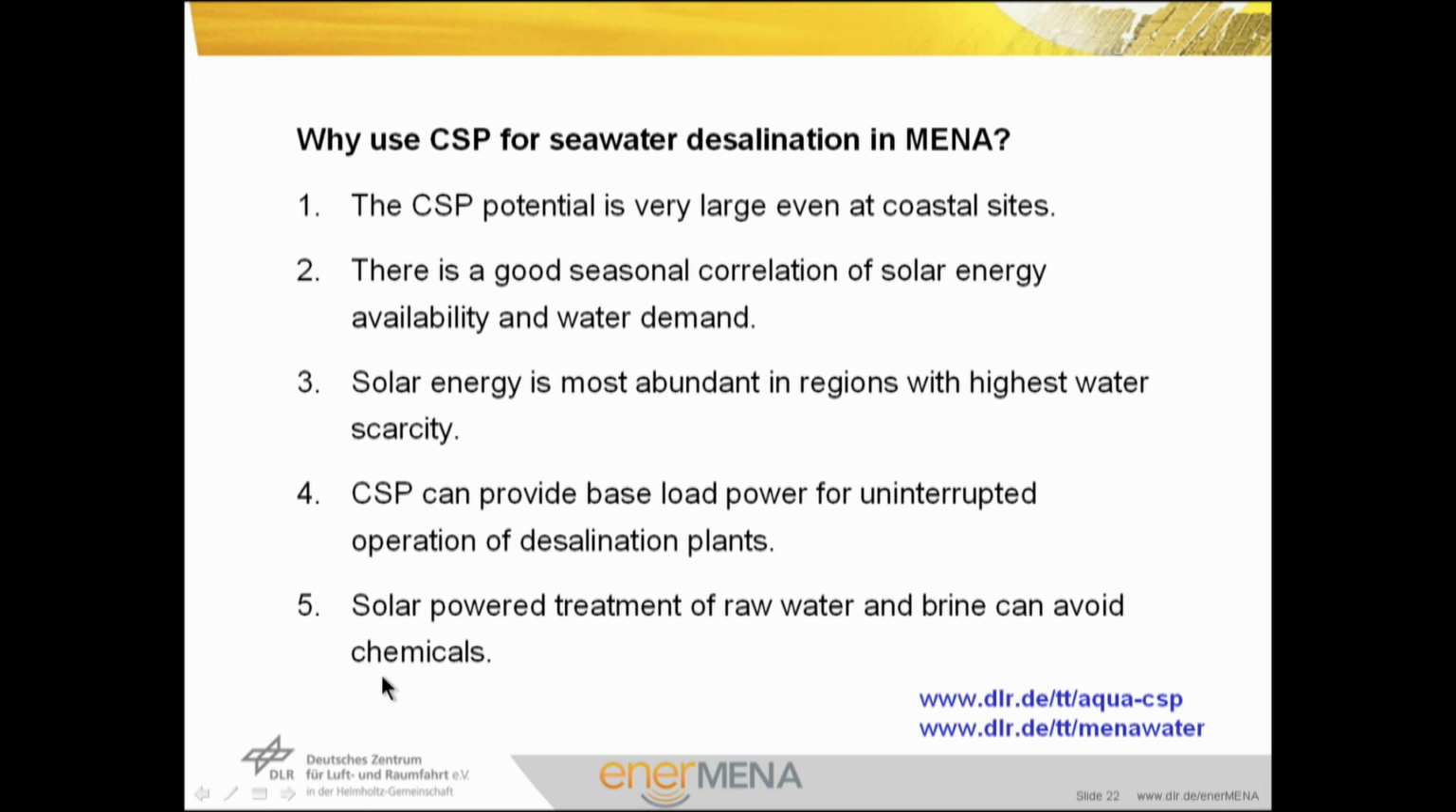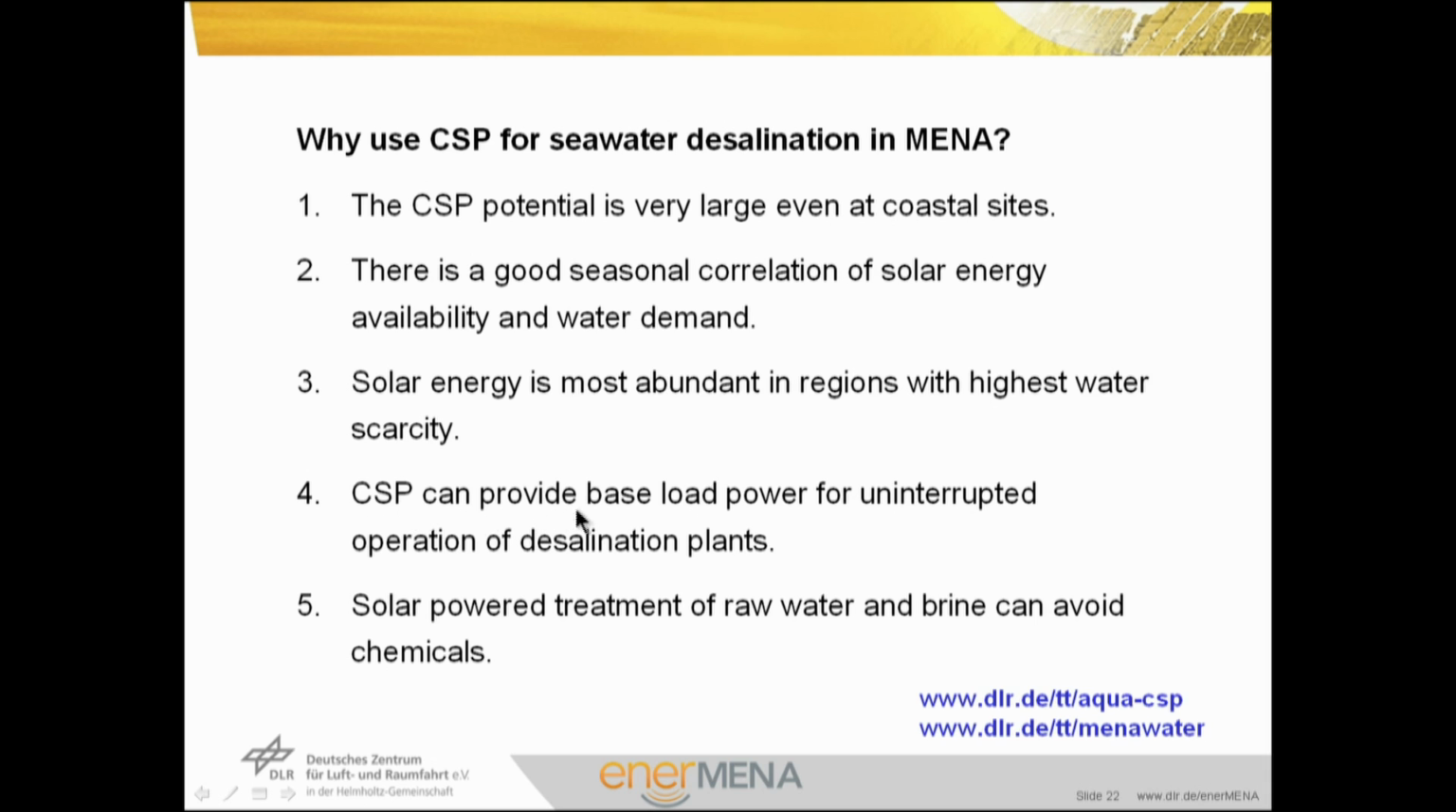There are 5 very good reasons for that. The CSP potential is very large, even at the coastal sites. There is a good seasonal correlation of solar energy availability and the water demand. Solar energy is most abundant in regions with highest water scarcity. In fact, solar energy is the cause of water scarcity, and if we use it to solve the problem, that is a very elegant approach.